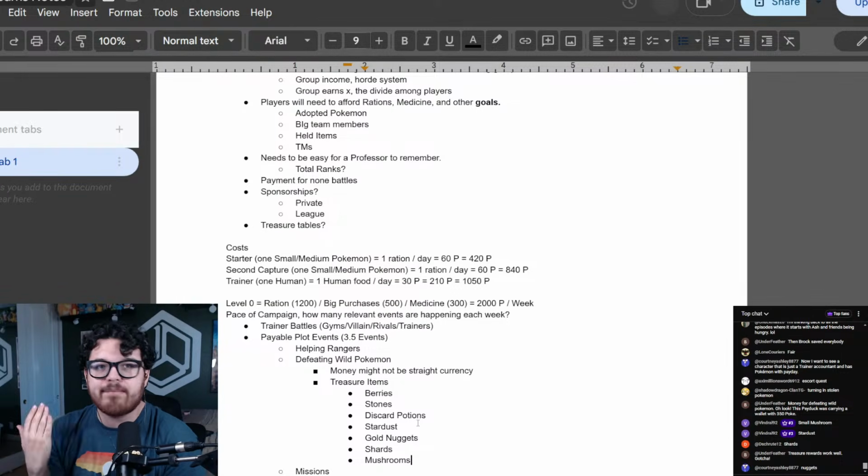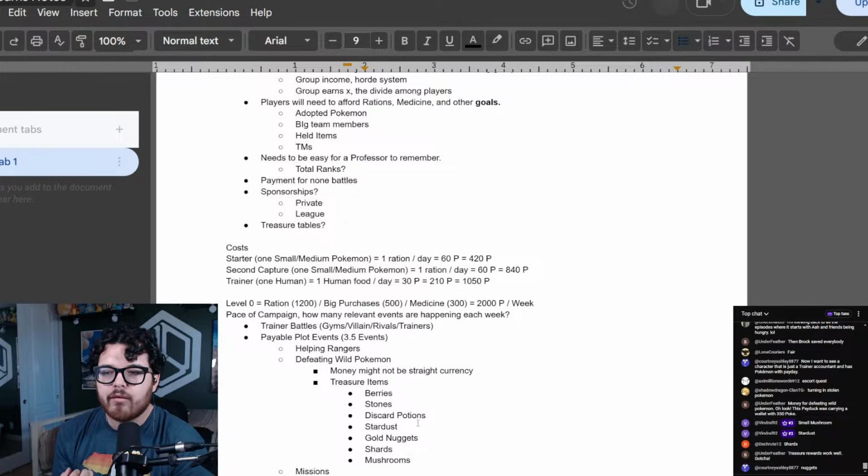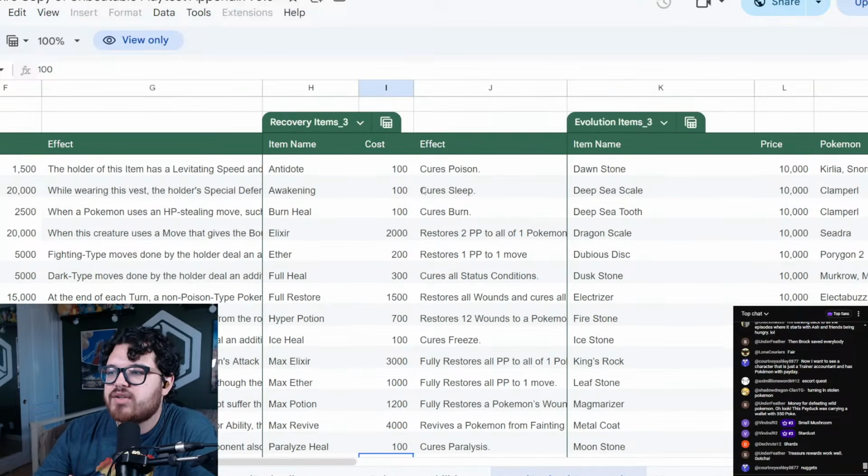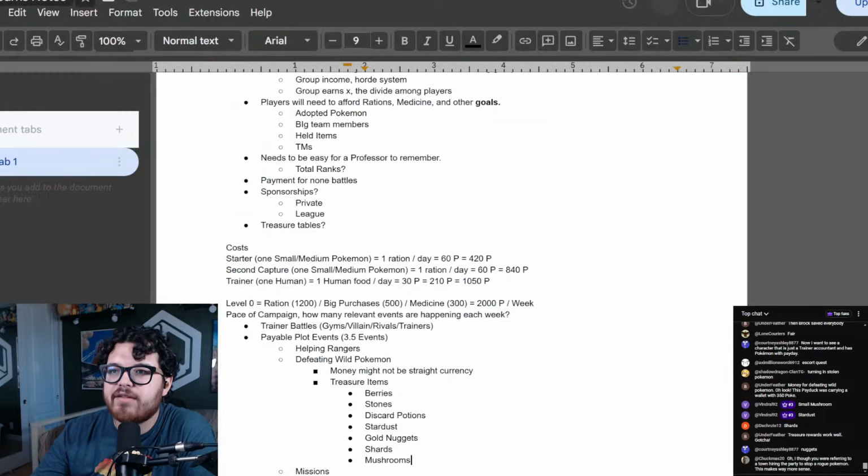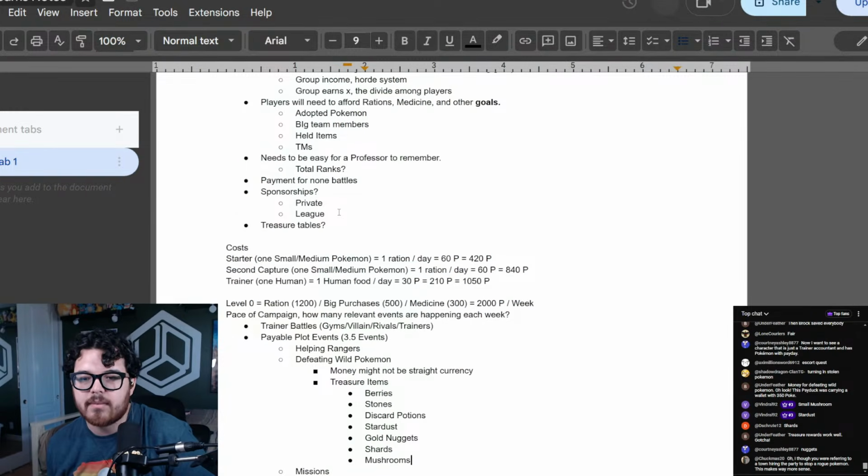And they could sell those things at Pokemarts, at Pokemon centers, for the standard exchange rate, which we would be talking about in the economy. So that's another one of the things, is I do want to have a standard sell rate for the players. A town hiring the party to stop a rogue Pokemon.